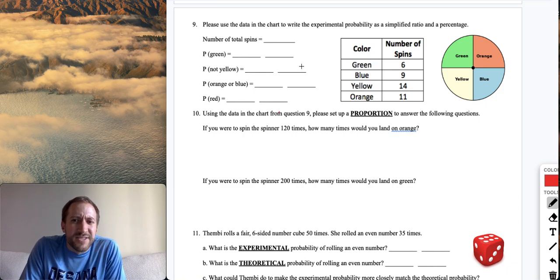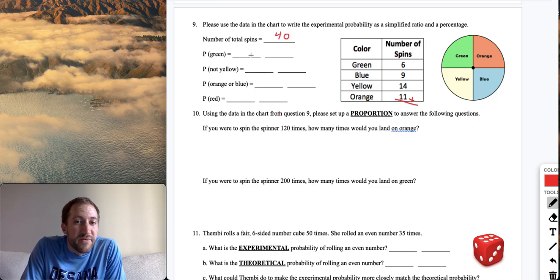So the first thing says number of total spins. It doesn't say that anywhere. We actually have to go and find that. Here are all my spins. I landed on green 6 times, blue 9 times, yellow 14 times, and orange 11 times. I'll add all of those numbers up, and I end up with 40 total spins.